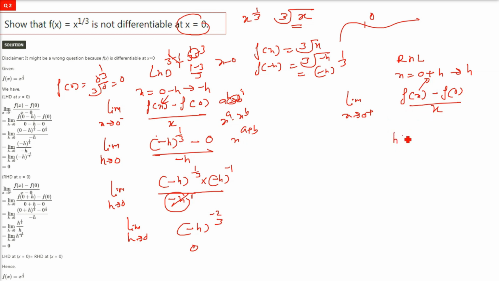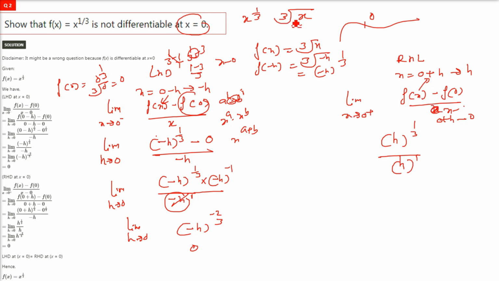Then my h to the power 1 by 3, and f(0) is 0 only, and x is h only. Right. So either this h, if you take on the left hand side, I am saying if you take minus 1 to the power minus 2 by 3 into h to the power minus 2 by 3, then also it is going to be 0 because one term is 0. When you multiply multiple things and one of the terms is 0, it is going to be 0 eventually.